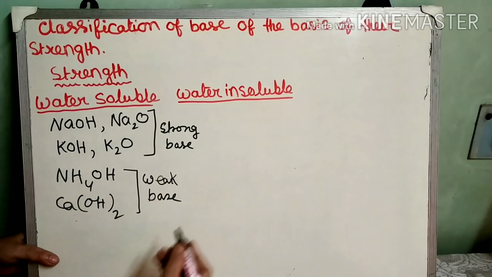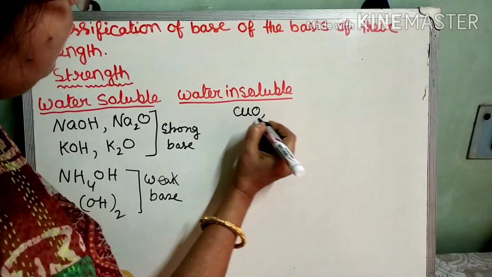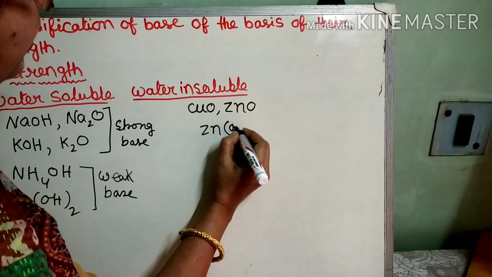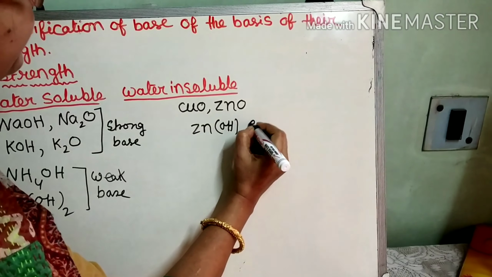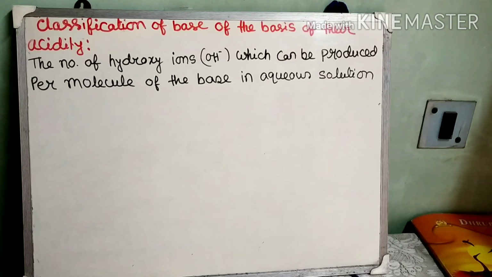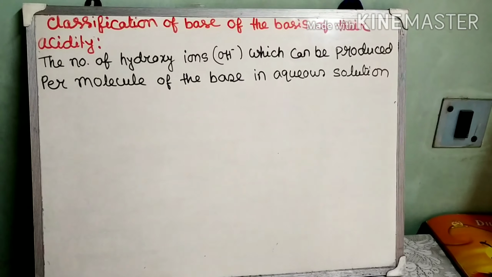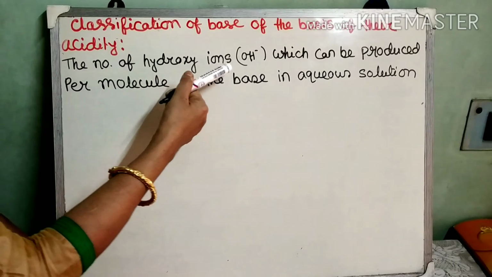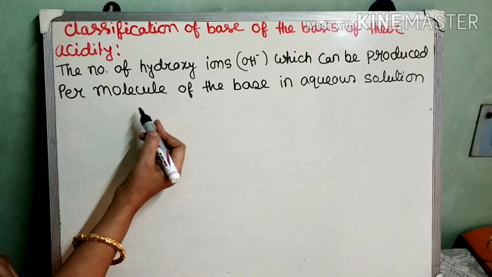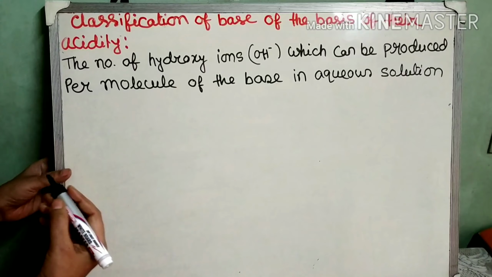Now water insoluble bases are CuO, ZnO, Zn(OH)2, etc. Now classification of bases on the basis of their acidity: the number of hydroxyl ions, this means OH minus ions, which can be produced per molecule of the base in aqueous solution is known as the acidity of the base.